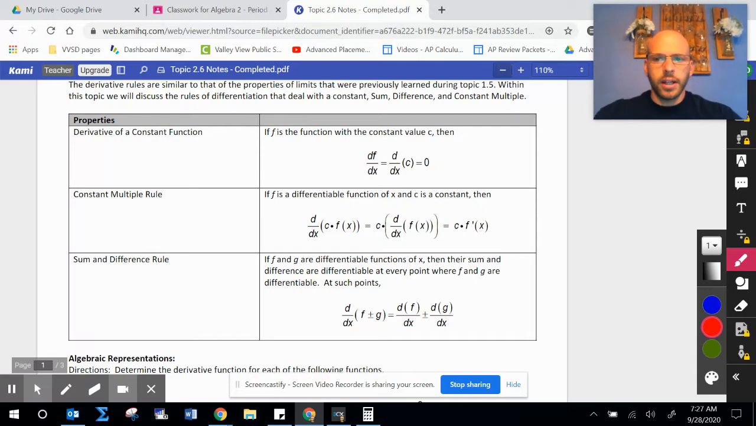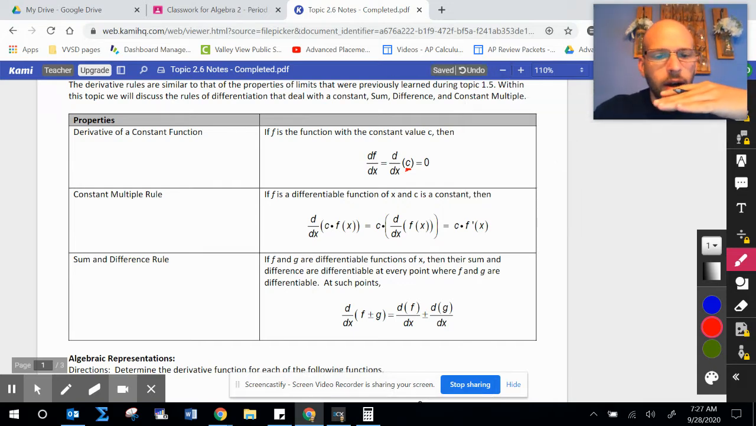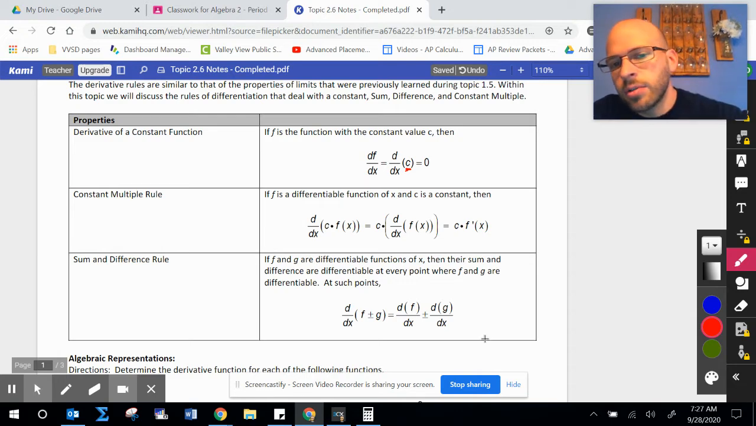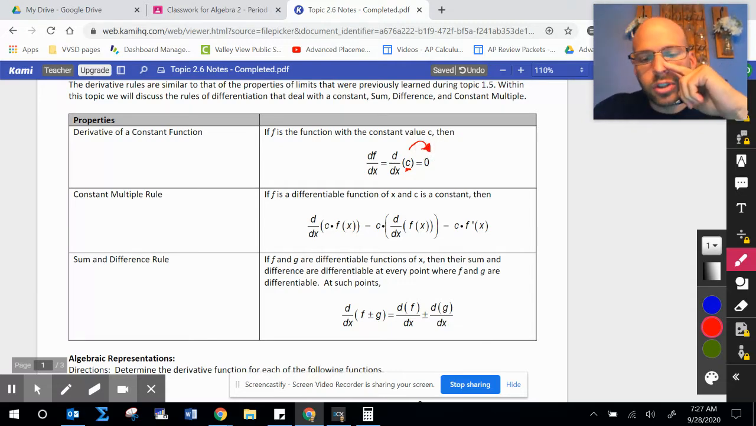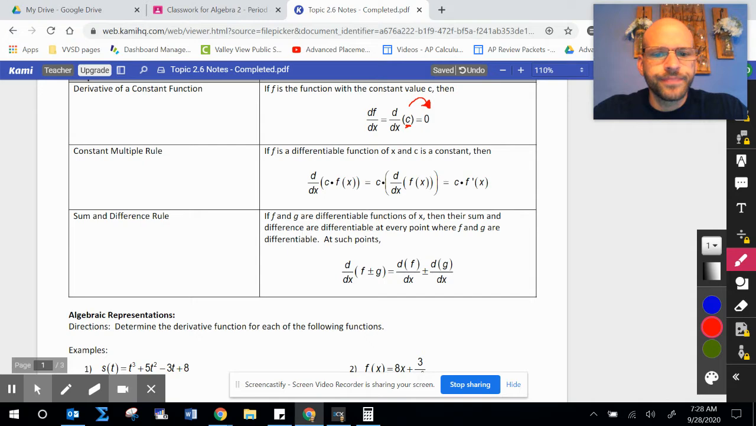The first one, and something I've touched on briefly before, is the derivative of a constant. If you take the derivative of a constant value, well, a constant function always has a zero slope. So that slope will always be horizontal. Thus, the derivative or the instantaneous rate of change for any x value of a constant function will always be zero. Okay, and that's very helpful to us in some later problems.